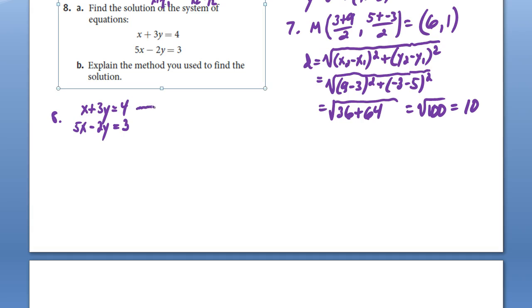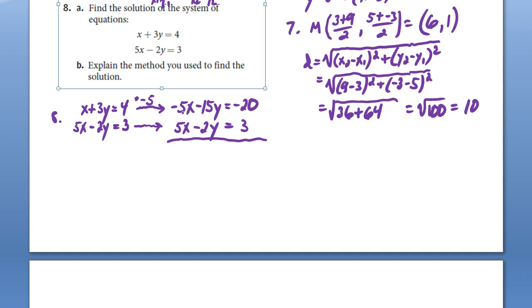Then I'm going to create an equivalent equation to the first equation by multiplying both sides of the equation by -5. I'm going to times it by -5. That's my transformation. That will create -5x minus 15y equals -20. I'm not going to transform the second equation at all. I'm going to leave it just as it is. Now I'm going to do the combination step of this method. This is called linear combination method.